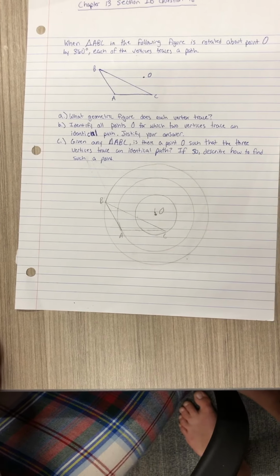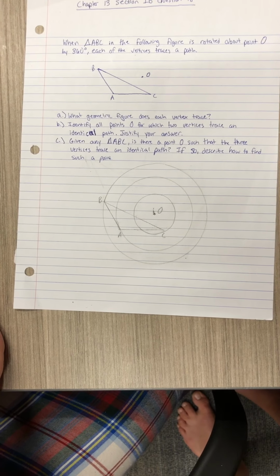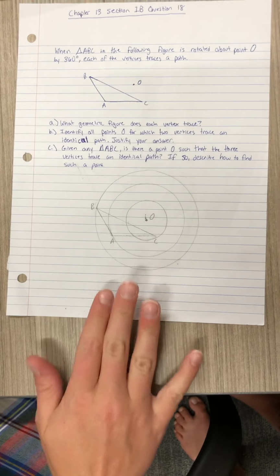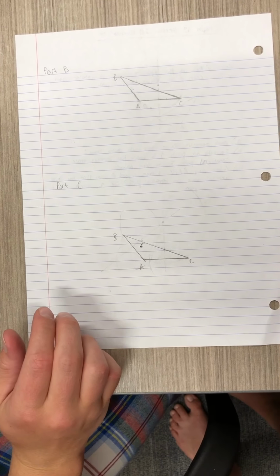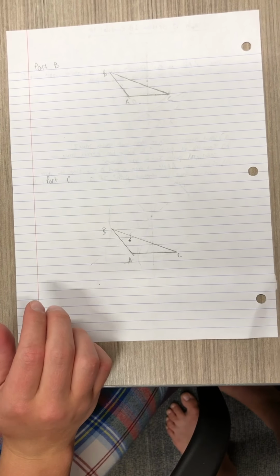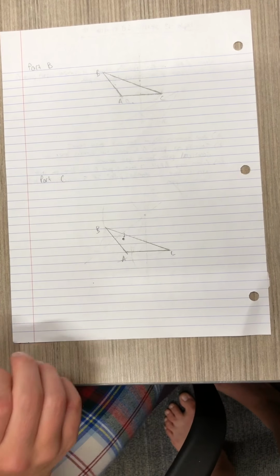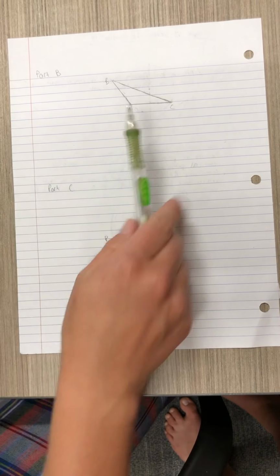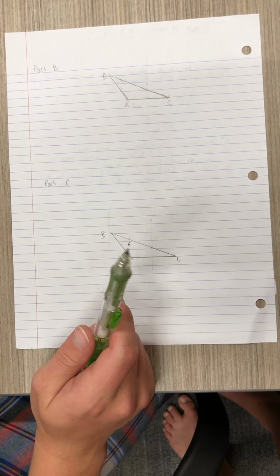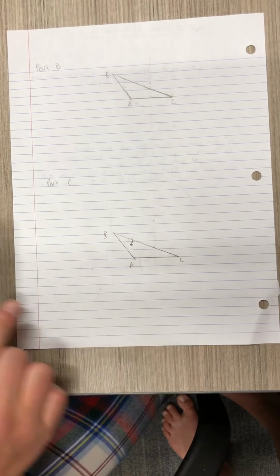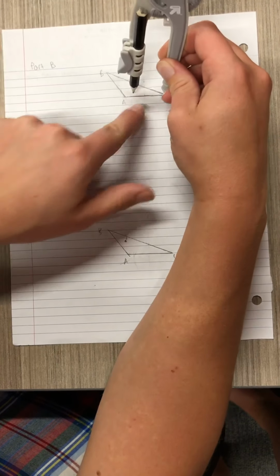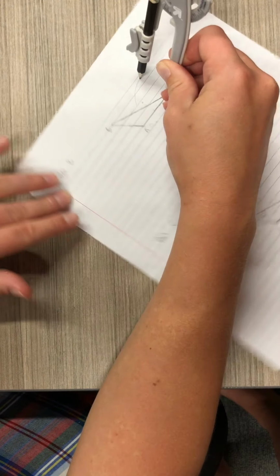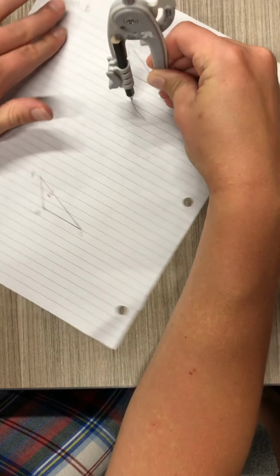So part B, identify all points O for which two vertices trace an identical path and justify your answer. So in order to identify all points O for which two vertices trace, you are going to choose any two vertices, such as A and C, for instance, and bisect the segment. So how to bisect a segment, you're going to start on point C, go a little over halfway, draw a little tick mark up here, and a little tick mark below.